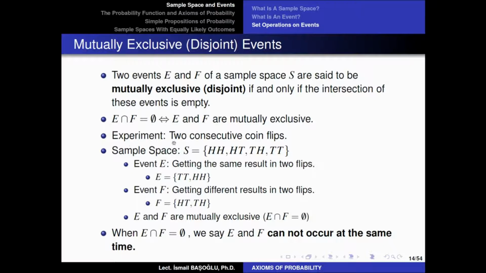Now, imagine the same experiment again where we flip two consecutive coins and we define event E, getting the same result in two flips. The outcomes of tail-tail and head-head correspond to this event. Therefore, this event is represented by subset E. And if we define event F as getting different results in two flips, the head-tail and tail-head outcomes will correspond to event F as a subset again. Now, you see E and F here do not have any common elements. Their intersection is empty. Therefore, we say that they are mutually exclusive, which means they cannot occur at the same time.